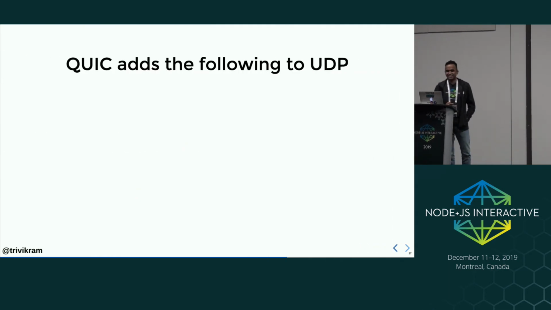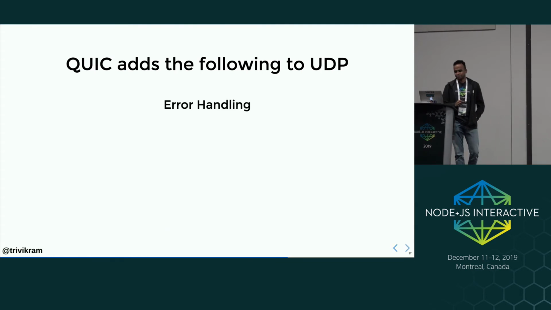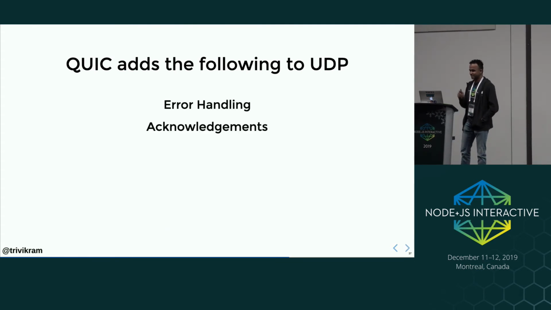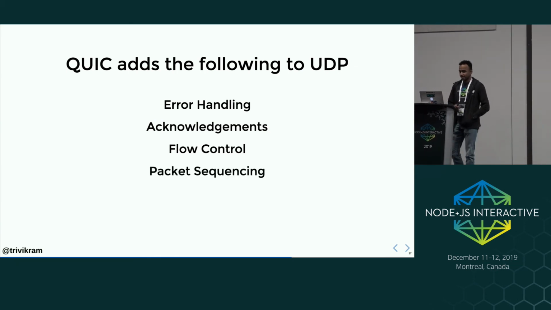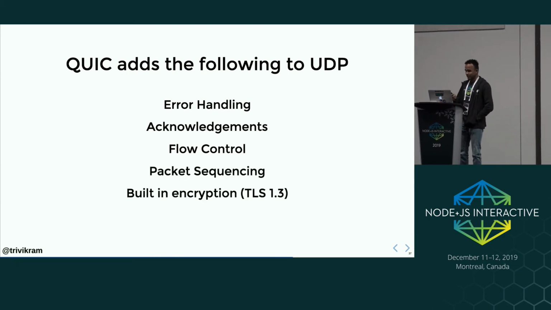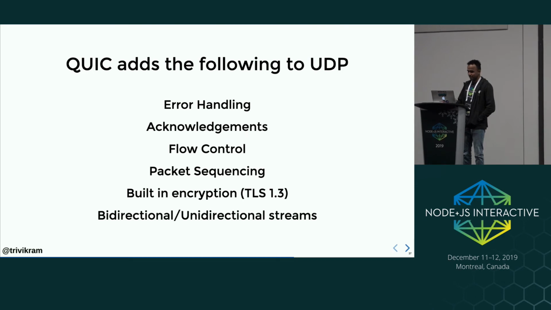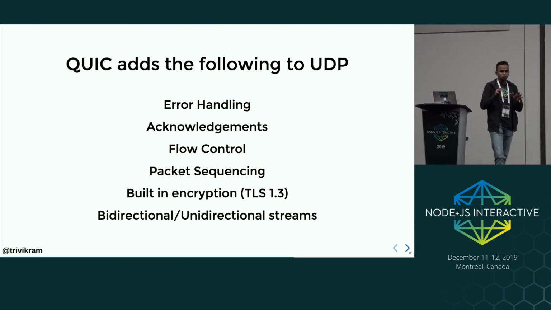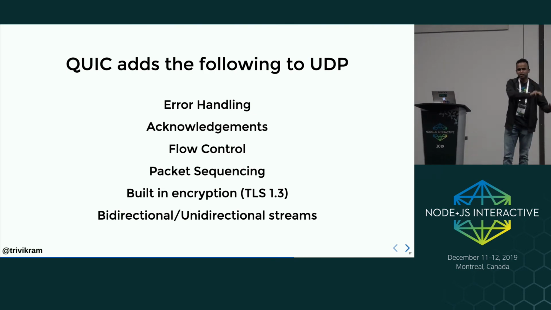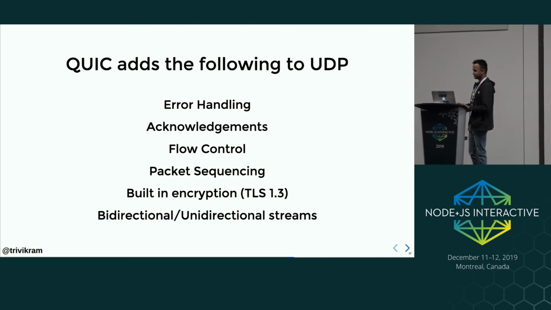So QUIC adds the following to UDP. It adds error handling, acknowledgement, flow control, packet sequencing, built-in encryption with TLS 1.3, and bidirectional and unidirectional streams. So whatever benefits you have on TCP, those goodies will come to QUIC. Amazing, right?